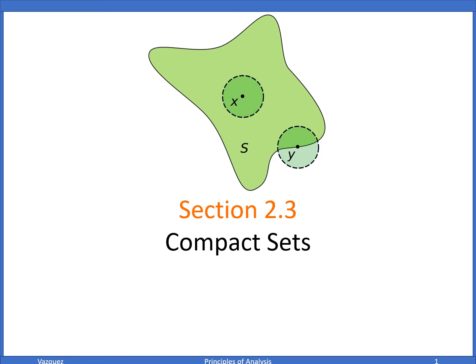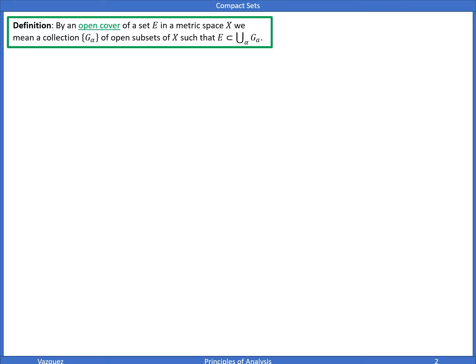So as I had mentioned in the last lecture, we're going to be going over compact sets. And compact sets are really important when we're talking about continuity, which we'll be seeing in chapter 4. And before we even define what a compact set is, we're going to have to define what an open cover is. So by an open cover of a set E in a metric space X, we mean a collection of open subsets of X such that E is contained in the union of those open sets.